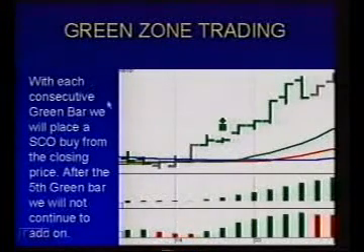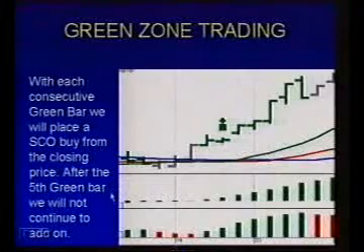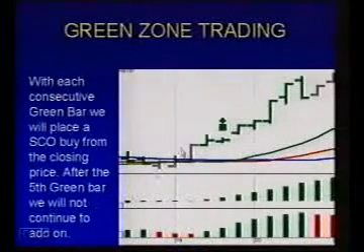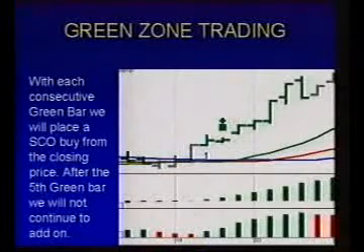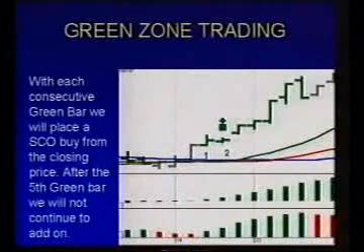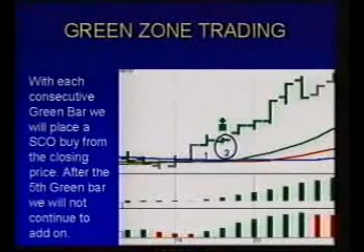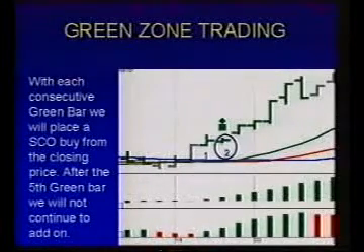So here with each consecutive green bar, we'll place a stop close only buy from the closing price. After the 5th green bar, we will not continue to add on. So there's number 1, number 2. Now at number 2, we've circled that because we do not add on at number 2.